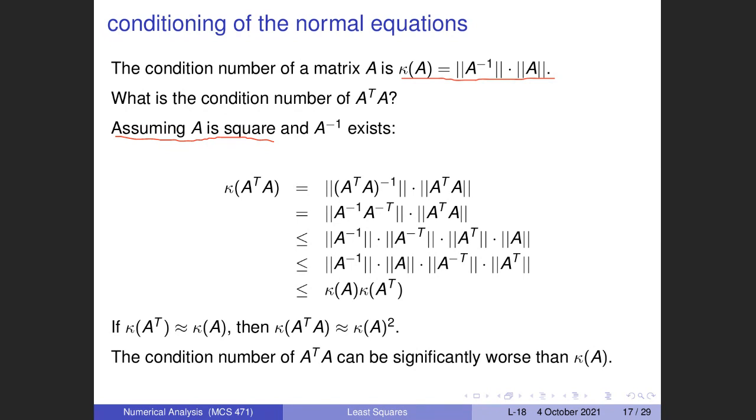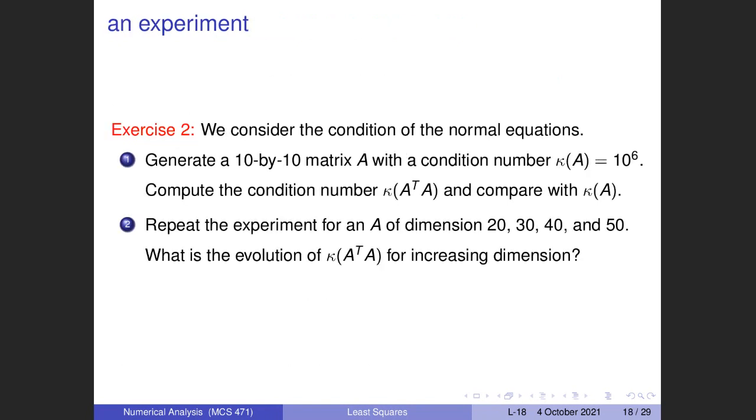And this is actually the whole point: in the worst case, the condition number of A transpose A can be the square of the original problem. So that means that if your condition number is 10 to the power 6, then the normal equations may have condition number 10 to the power 12. And that's significantly worse. So the next exercise invites you to experiment with how bad it can be.